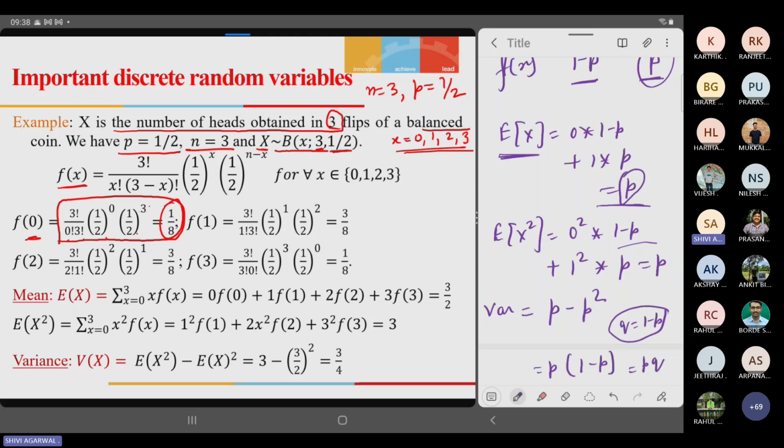Okay, so we can use this formula just for finding the probability density function. Now you can say it is 1 by 8, it is 3 by 8, it is 3 by 8, it is 1 by 8. So you can write here x 0, 1, 2, and 3. So f(x) will become 1 by 8, 3 by 8, 3 by 8, and 1 by 8.